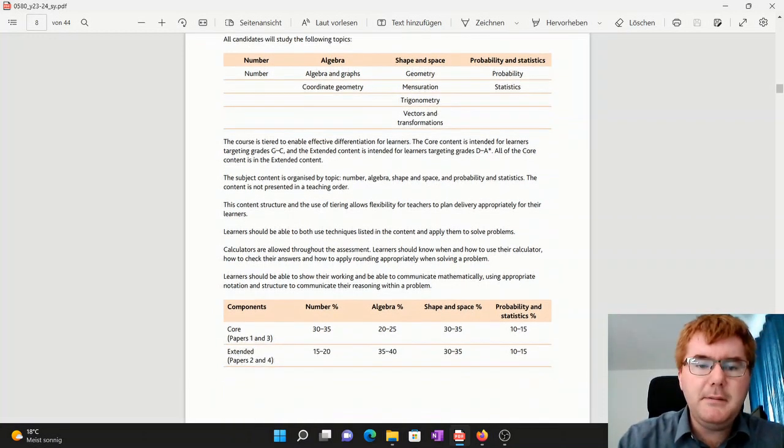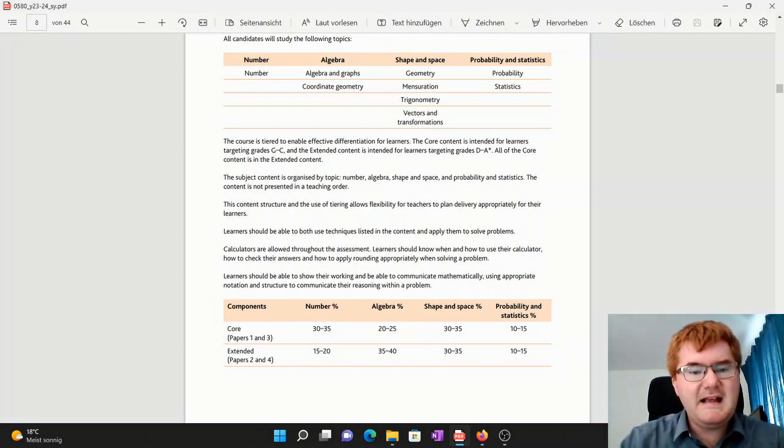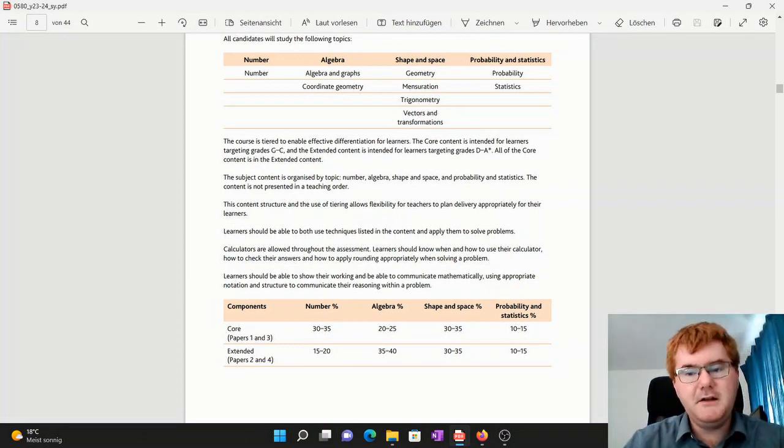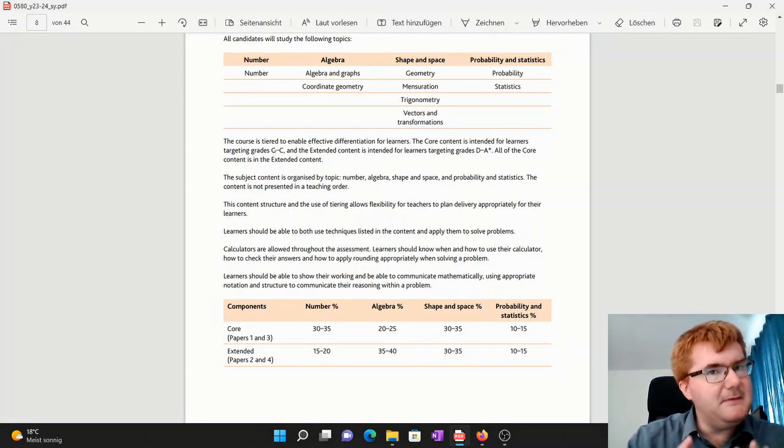If we look below for the different papers, so core do papers 1 and 3, extended do papers 2 and 4, and you can actually see how it's divided up in terms of topic. And one thing really to appreciate here is whether you do core or extended, the shape and space is generally the same in terms of the percentage on the paper, and probability and statistics as well.